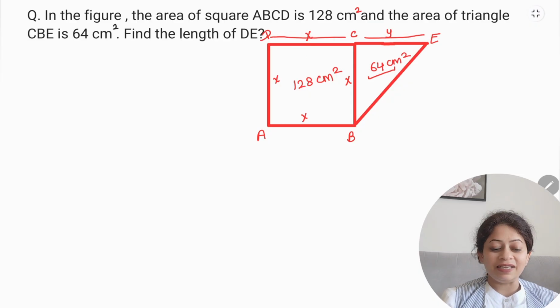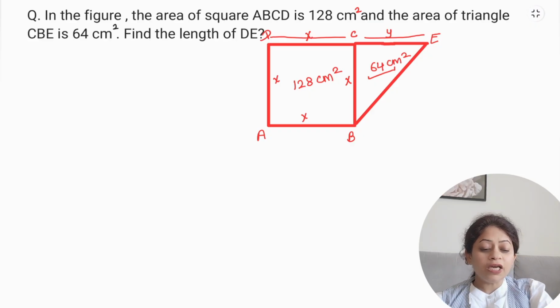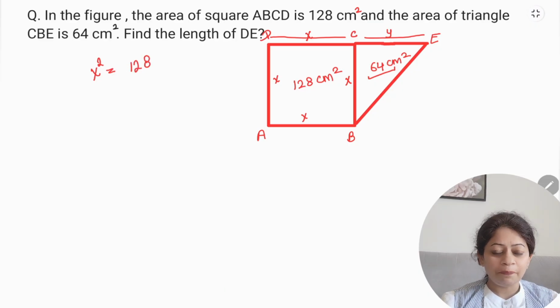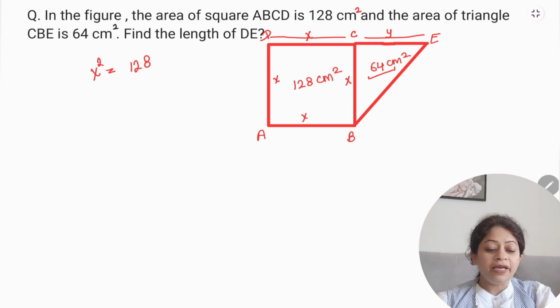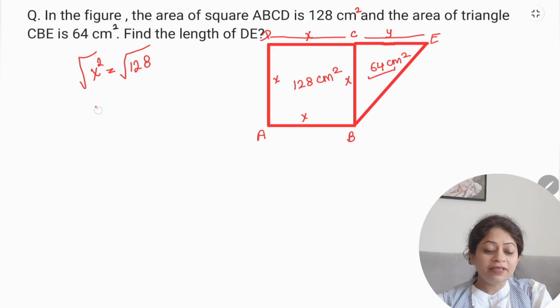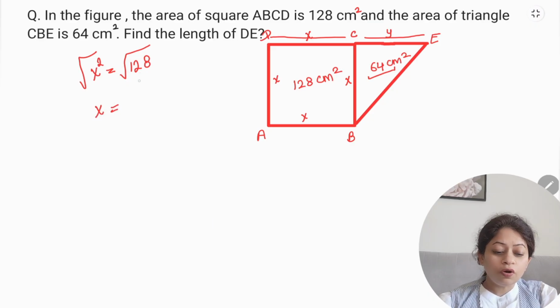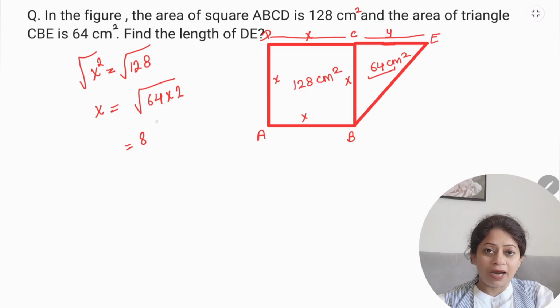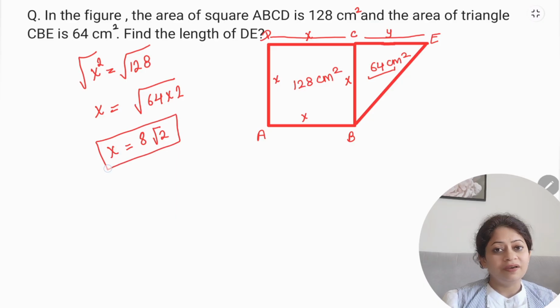Now first thing, it says the area of the square. What is the area of a square? Side times side, right? X times x, and it is given as 128. Now if I take the square root on both sides, what will I get? I will get x is equal to the square root of 128. I can write it as 64 times 2, right? And 64 is 8 times 8, so I can take 8 outside, and x will be equal to 8 under root 2, right?